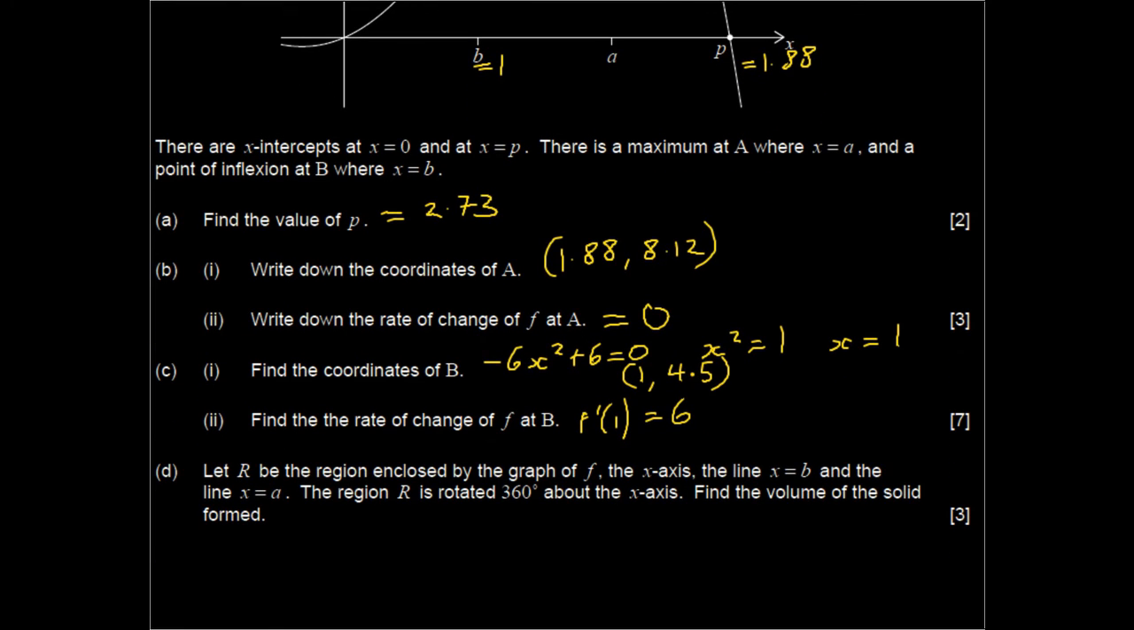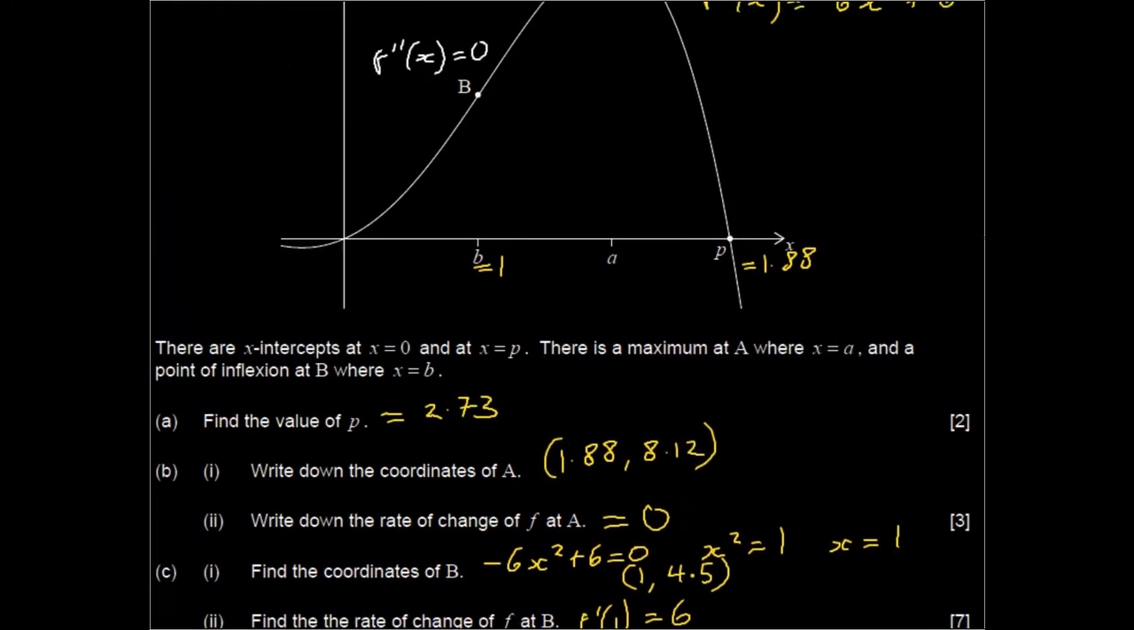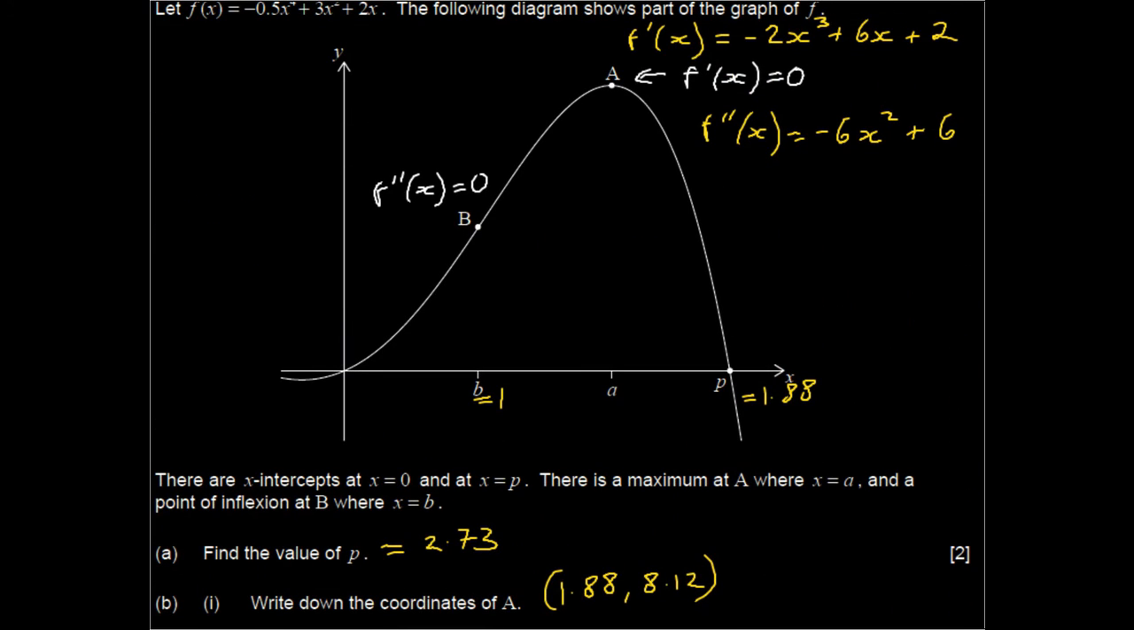Alright, finally it says let R be the region enclosed by the graph of f, the x-axis, the line x equals b, and the line x equals a. This region R is rotated 360 degrees about the x-axis. Find the volume of the solid formed. Alright, so we're talking about the region here between the line x equals b and the line x equals a. So we're talking about this region here.